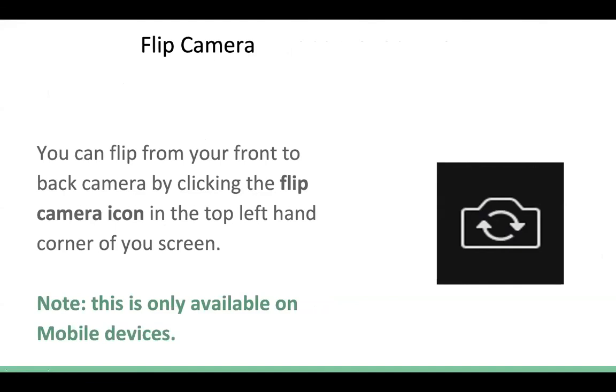So if there's something in front of you you want to share, maybe you're looking at a beautiful sunset and you want to share it with the person you're on a Zoom call with, you can click that to flip the camera back and forth. And again, only available on mobile devices, so tablets and phones.